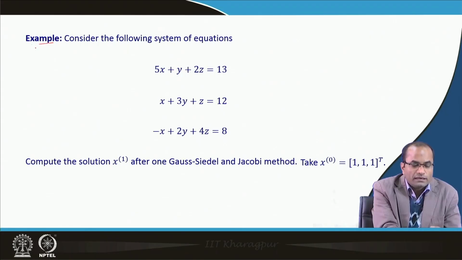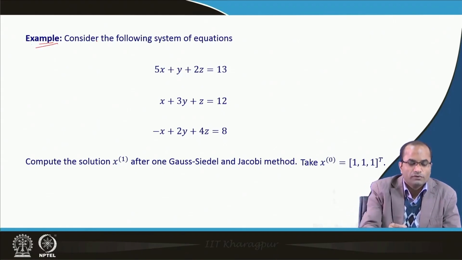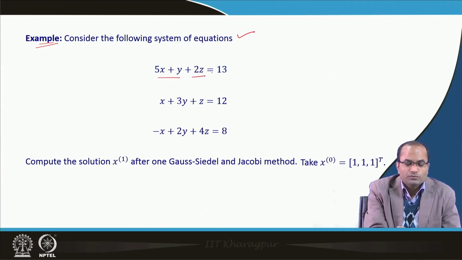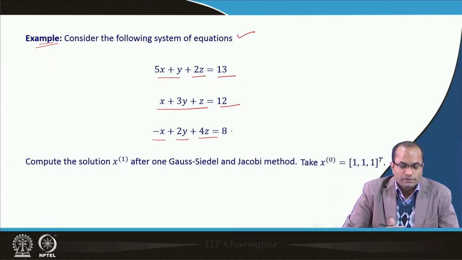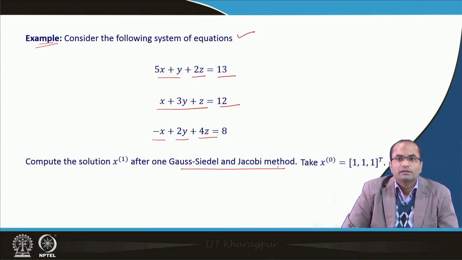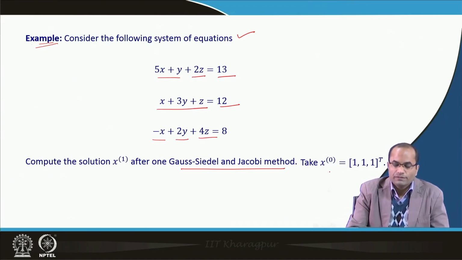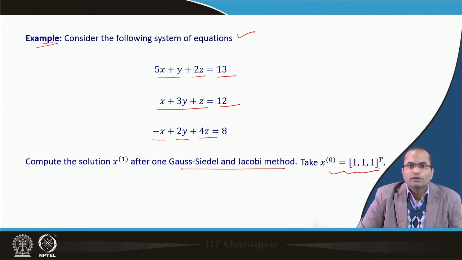So, if we take this example now, we consider the following system of equations: 5x plus y plus 2z is equal to 13, x plus 3y plus z is equal to 12, and minus x plus 2y plus 4z is equal to 8, and we want to compute just x 1 after one iteration using Gauss-Seidel and the Jacobi method. What would be the approximation of the Jacobi and the Gauss-Seidel method after one iteration, if we start with the initial guess 1 1 1?